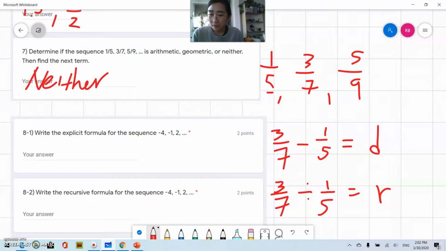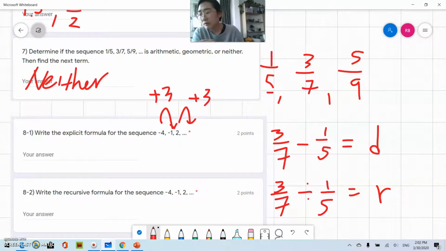Write the explicit formula for the sequence -4, -1, and 2. So we need to figure out if this is arithmetic or geometric first. And so if it's plus 3 and plus 3, then this is arithmetic, right? And it is. It is arithmetic. I got lucky. No, I usually try arithmetic first because I'm more familiar with addition and subtraction. And then I try multiplication and division to figure out if it's geometric.